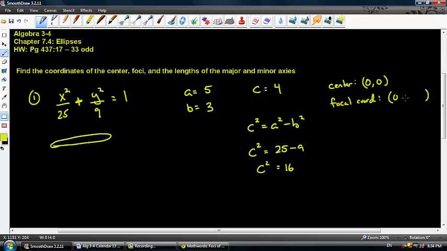Which means that my focal coordinates are going to be along this x-axis, which means that my x-coordinate is the thing that gets affected by this focal distance here. So 0 plus or minus 4 is my focal coordinate, comma 0. To put this in more concrete terms, my focal coordinates here would be 4, comma 0 and negative 4, comma 0. So let's go and graph this thing.